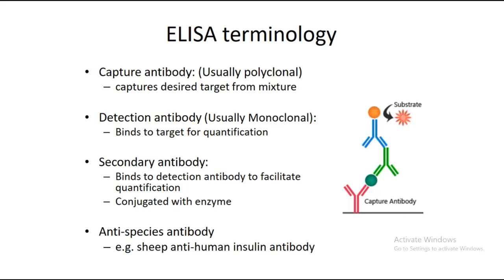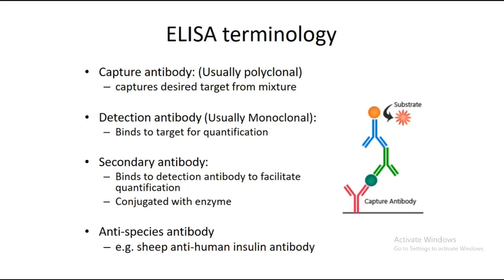So whilst the capture antibody is there to isolate the target, a detection antibody, which is usually monoclonal, okay, so it's a very specific antibody, is used to bind to the target for quantification purposes, okay. So in this example, this is sandwich ELISA, which we'll cover later, but here we have a capture antibody isolating the antigen, okay. But then we have the detection antibody that binds to the antigen specifically in order to subsequently quantify it.